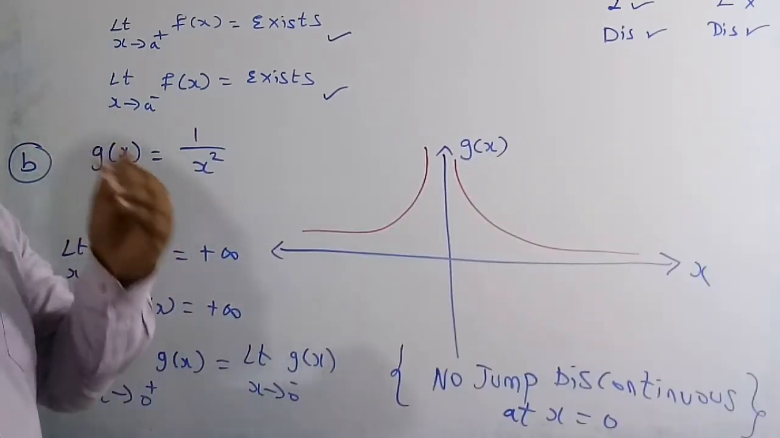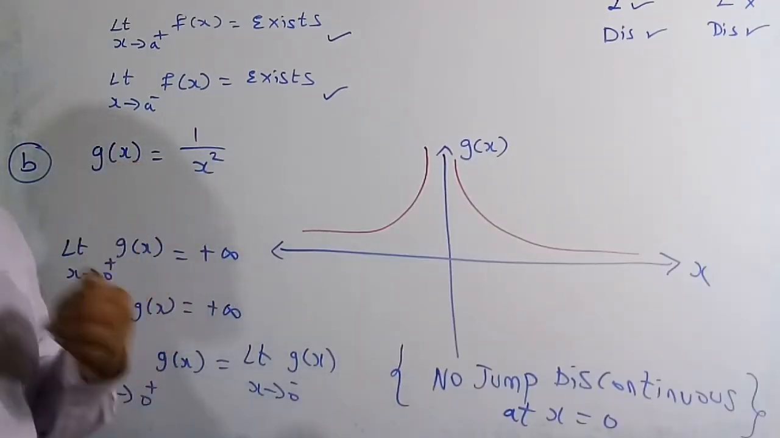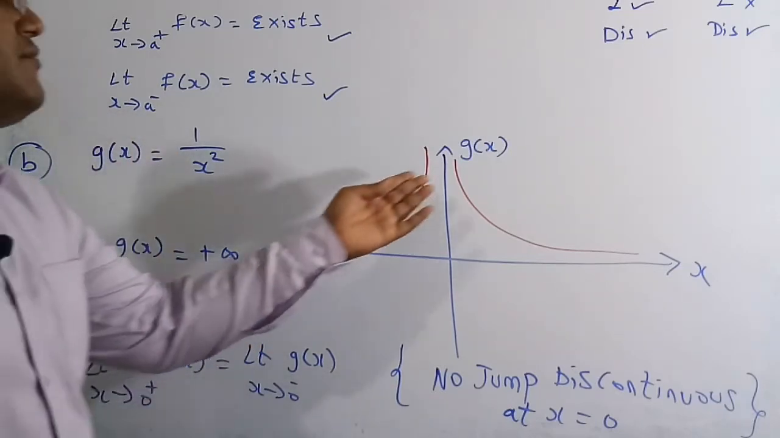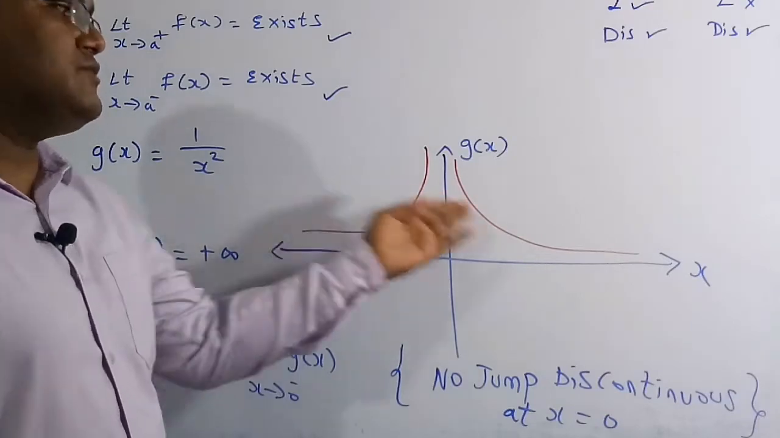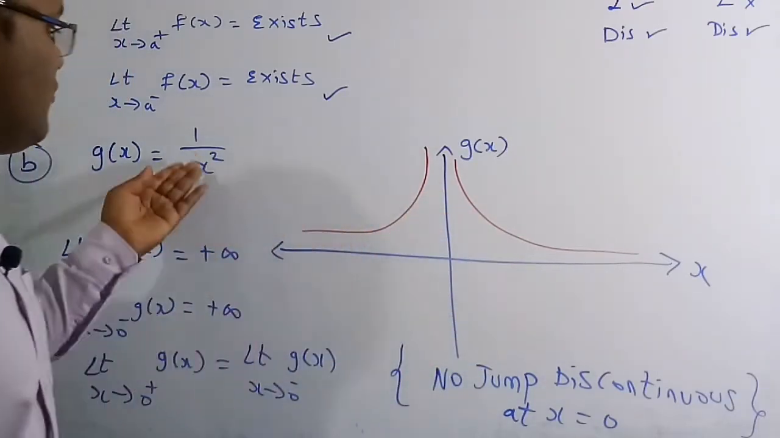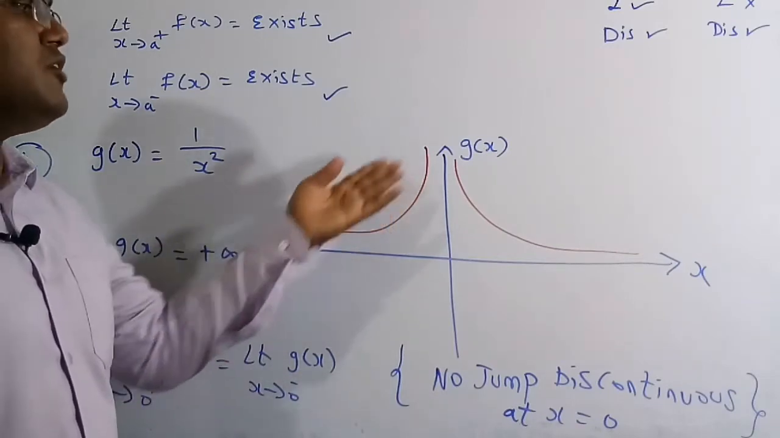Is any jump discontinuity present at x equal to 0 or not? We are going to check. So g of x is equal to 1 by x square. The graph of 1 by x square we are going to get in this fashion. Whether x is negative or positive, you are always going to get a positive value because of 1 by x square. So this is the graph you are going to get.